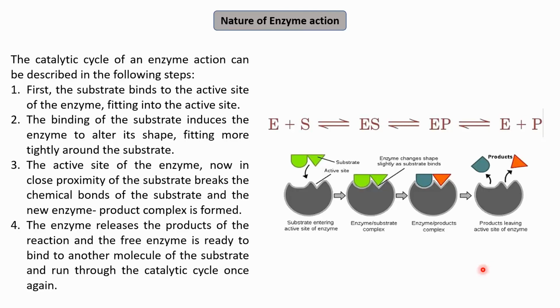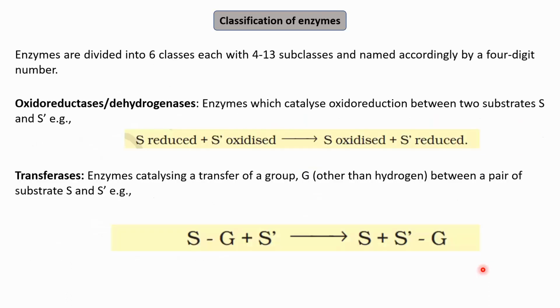Firstly, it binds with the substrate, and when it interacts with the substrate, there is a little bit of change in the shape of the enzyme that allows the substrate to bind in a tighter way with the enzyme, forming the enzyme substrate complex. Now, since the enzyme and the substrate are in close proximity, the enzyme can catalyze the reaction, leading to the breakage of the bonds of the substrate and formation of the product, resulting in the formation of the enzyme product complex. Now, the enzyme releases the products of the reaction, and the free enzyme is ready to reuse for another molecule of the substrate in the reaction.